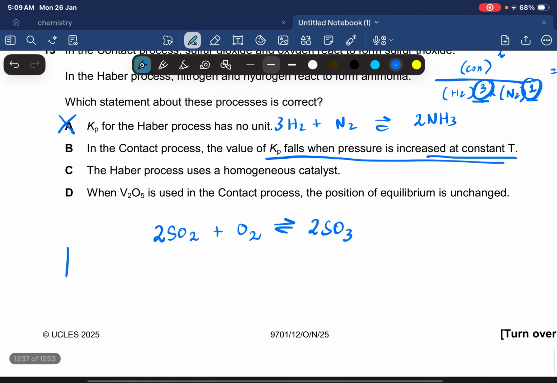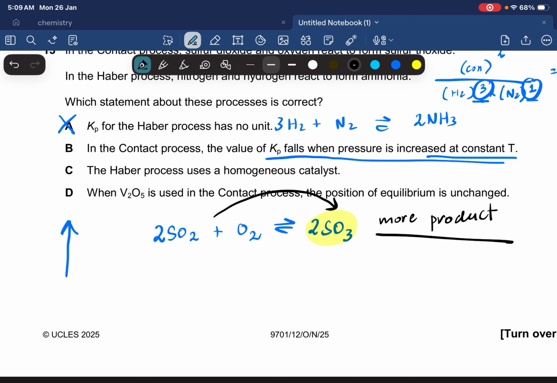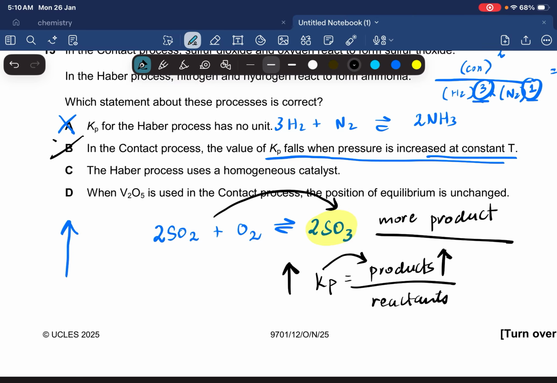So if you increase the pressure, the equilibrium moves towards the side that has less moles. So equilibrium is going to move forward. So if equilibrium moves forward, that means more product is going to be formed. And the Kp expression is the concentration of your products over reactants. So Kp basically has a direct relation with products. So if products is going to increase, Kp is also going to increase. So this is incorrect.